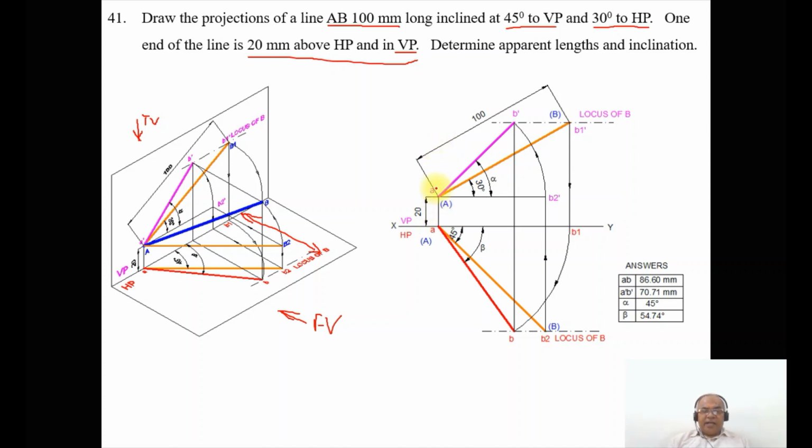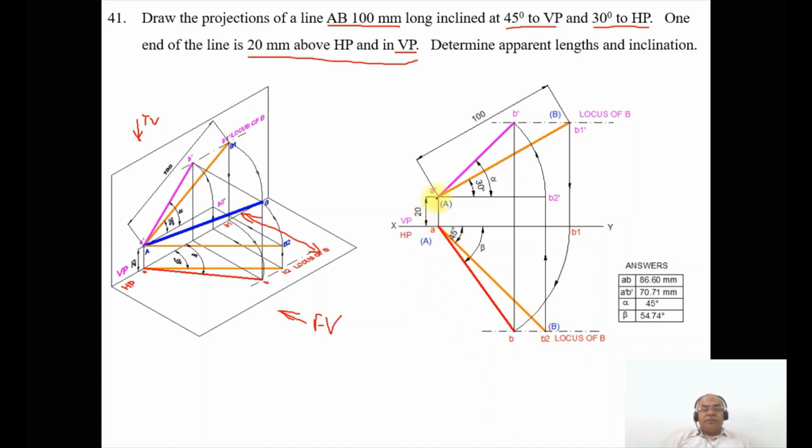You mark this point as A dash. Then through A dash you draw a horizontal projector parallel to the xy line, and then by using the protractor with A dash as center, taking the angle as 30 degrees with respect to this horizontal line, you measure an angle of 30 degrees and draw an inclined line. Similarly, with A as center, with respect to the xy line, you measure 45 degrees below the xy line by using the protractor and then draw an inclined line.